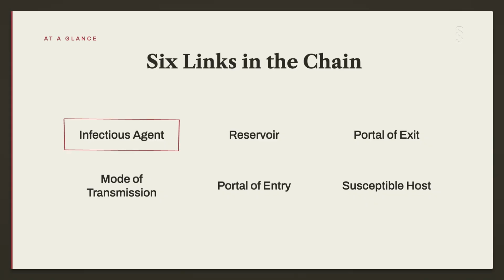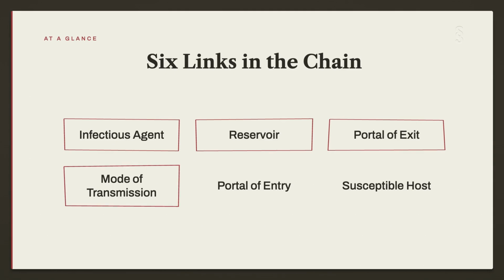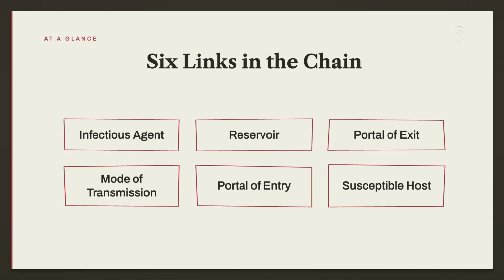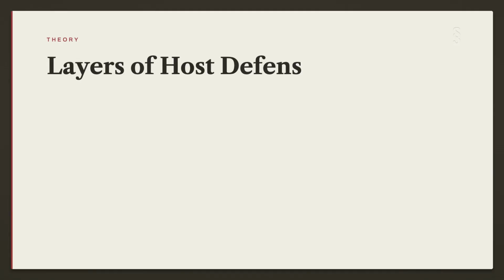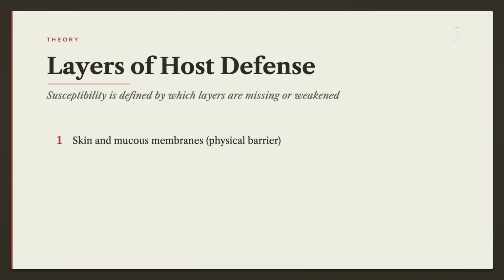The chain runs from an infectious agent to the reservoir where it lives, to a portal of exit, a mode of transmission, a portal of entry, and finally the susceptible host. Every link must hold for infection to occur, which means breaking any single one stops it, regardless of the rest. Normal defenses work in layers.